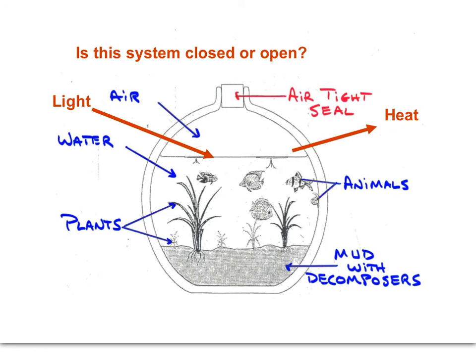Here is a model of a system. Is the system bound by the glass open or closed? Hopefully you would say that it's closed. Energy enters as sunlight, passes through the system, and leaves as heat, while matter, geochemicals, cycle within the system. This is a model of the Earth and could function over a long period of time.